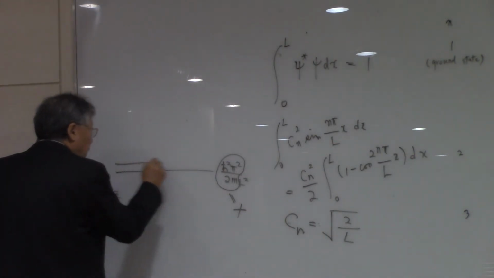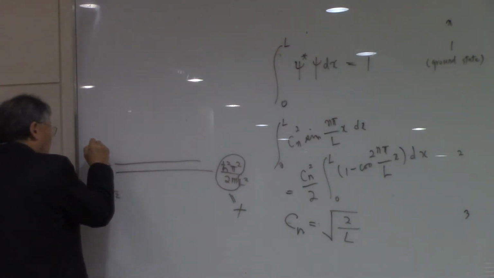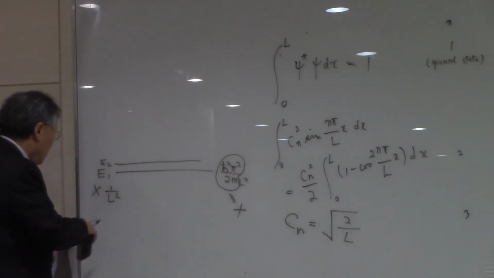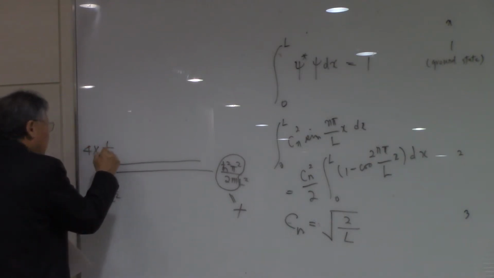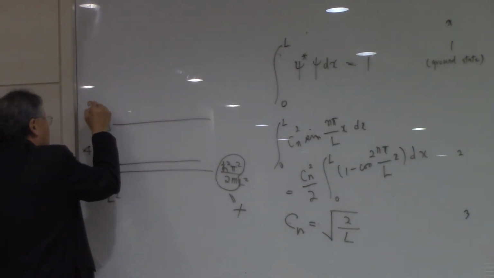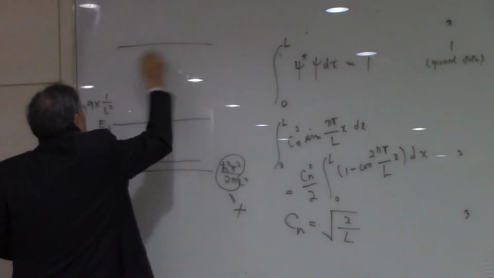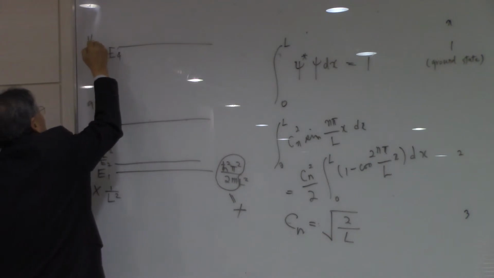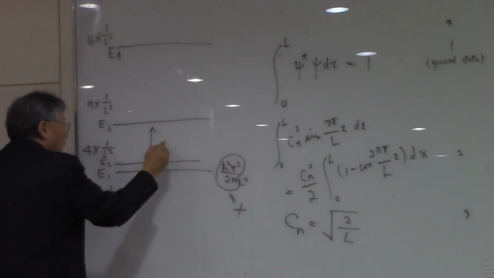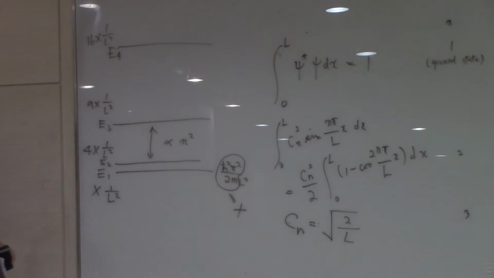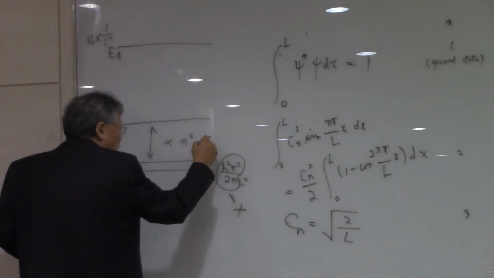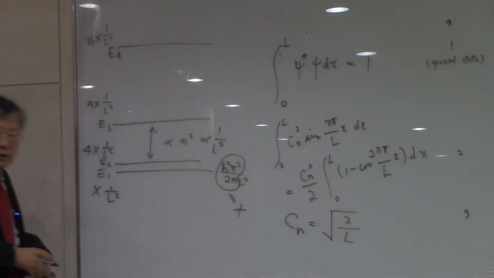Now, the next energy state is going to be 4x times 1 over L squared, right? And then the next one, E3, is 9x times 1 over L squared. And then the fourth excited state is going to be 16x times 1 over L squared, something like that. So the gap is proportional to n squared, and this dimension is proportional to 1 over L squared.